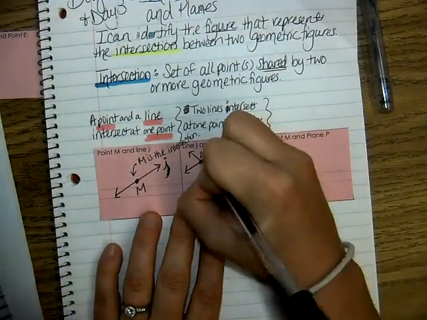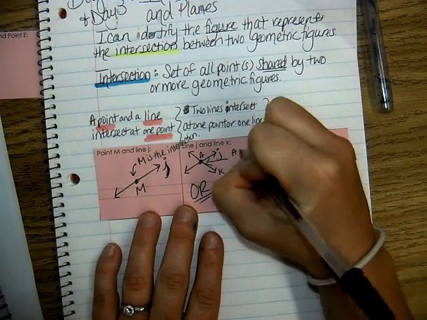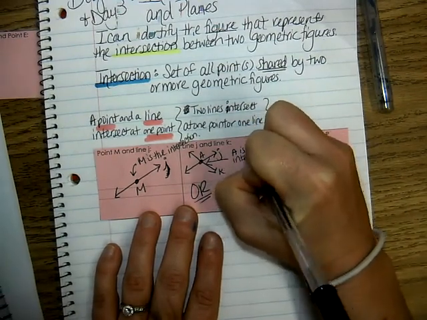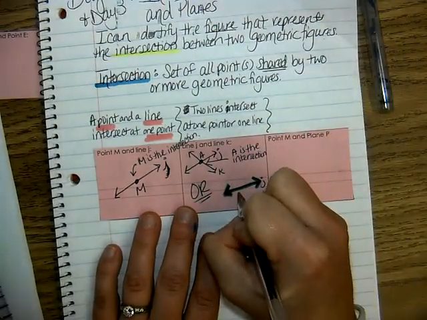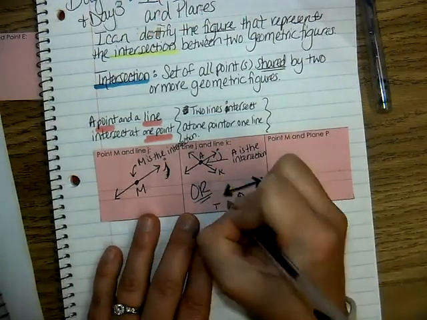In this case, if we were to call this point A, the intersection is at point A. So A is the intersection. Or right here, you would have two lines on top of each other.